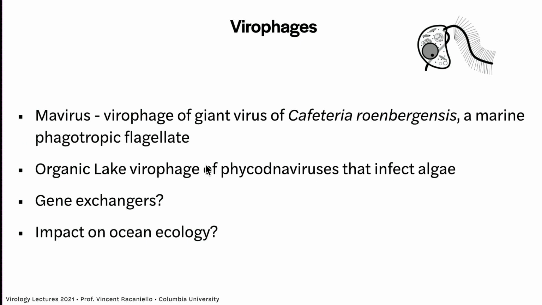Now, these lakes in Antarctica have long cycles of daylight and darkness, and so a decrease in Phycodnavirus cell killing may be essential for maintaining the stability of the microbial food web. So that's a cool idea of what these might be doing. They probably also exchange genes. You can find genes in them that come from the helper virus. And I've just told you that they may even have an impact on the ocean ecology.